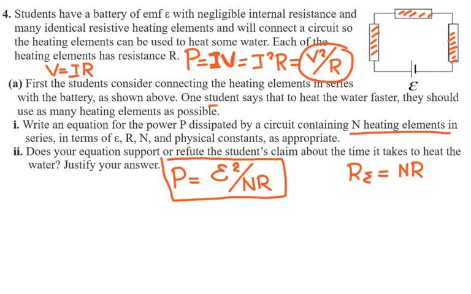So the student says that the water is going to be heated faster with many elements. What we see from this equation is that the power drops the more elements you have. So it looks like the student is wrong, because the more elements you add, the less power is going to be produced. Less heat is going to be given to heat up the water.